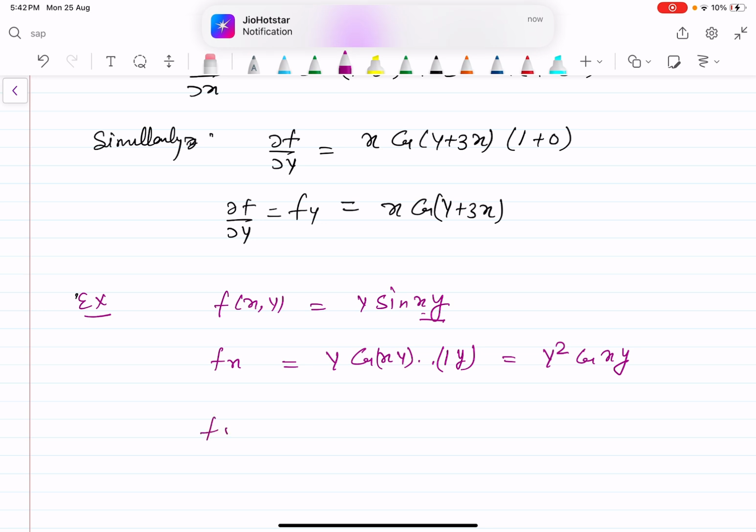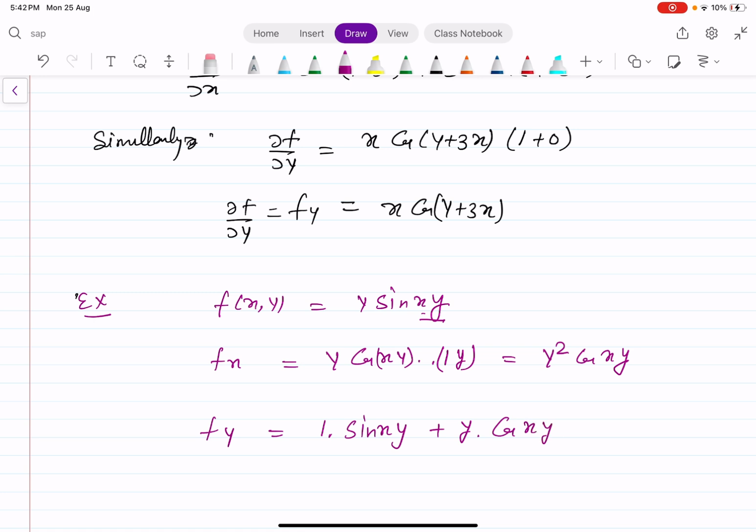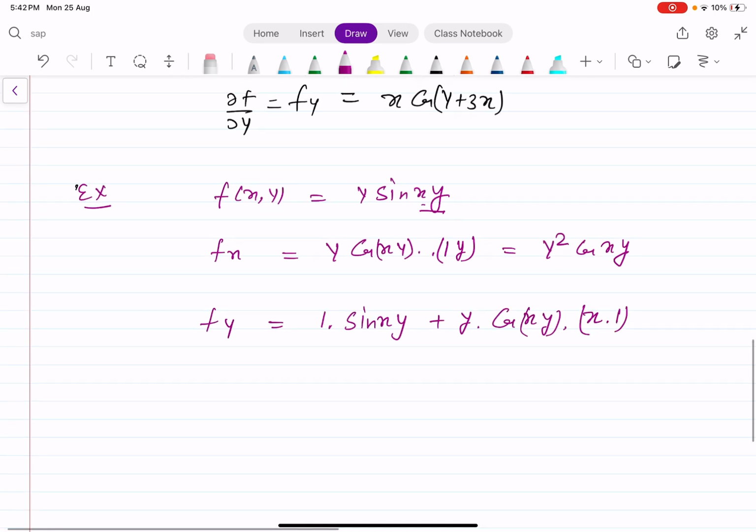Similarly, compute ∂f/∂y. That is, differentiation of y is 1, sin(xy) as it is, plus y as it is, differentiation of sin(xy), it is cos(xy) into differentiation of xy. x is as it is because it is a constant when we are differentiating with respect to y, and the differentiation of y is 1. So this is sin(xy) plus xy cos(xy). Okay, this is ∂f/∂y. Okay, so it's very simple to compute partial derivatives.